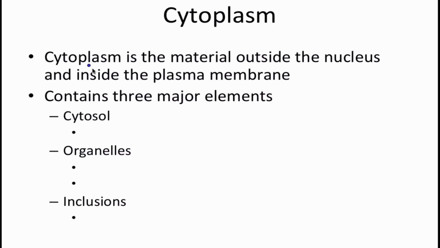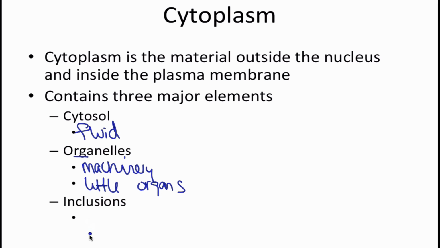Okay, so the cytoplasm. Cytoplasm is the material outside of the nucleus and inside of the plasma membrane. Cytoplasm contains three major elements. We have cytosol. Cytosol is going to be the fluid that suspends other elements. Organelles are the metabolic machinery. Sometimes they're called little organs. And then the last are inclusions. These are going to be chemical substances that are stored as nutrients or cell products.